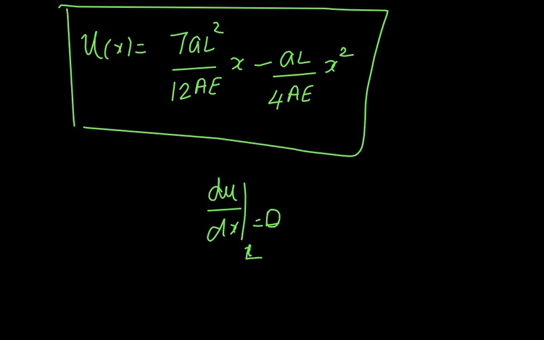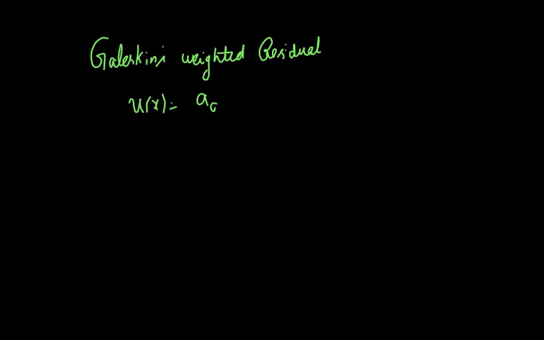Now, if you solve the same problem, let me take a fresh page. If you solve the same problem not by weak form, but by using our usual Galerkin's weighted residual method, sorry to repeat this, I just wanted to emphasize this concept. By assuming a trial solution like A0 plus A1 x plus A2 x squared, okay, usually you will be assuming A3 x cube also, but I am recommending you to solve the problem by assuming A0 plus A1 x plus A2 x squared. Please remove the third term and do this problem.